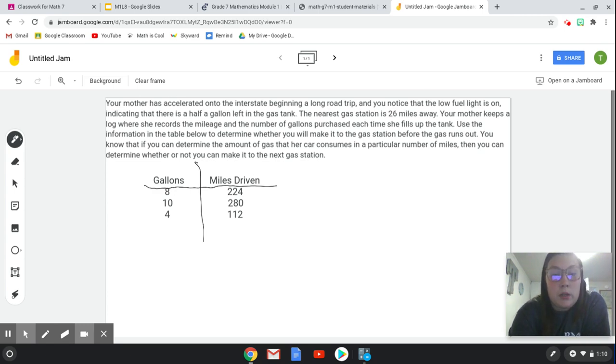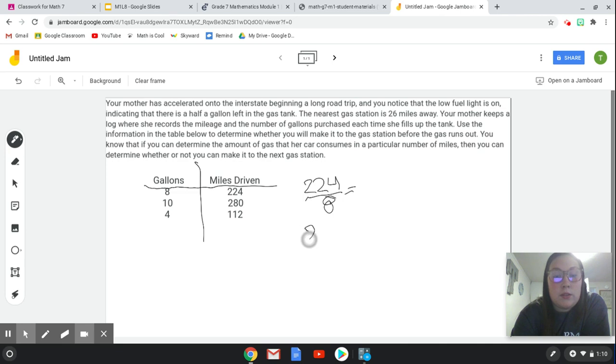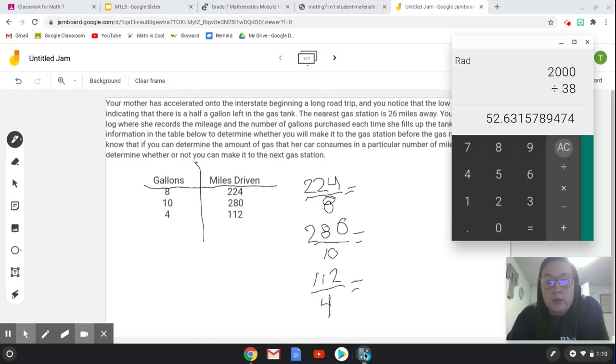So I'm going to simply go 224 divided by 8, and that's going to give me my constant of proportionality. But I can't just do it for one. I have to do it for all 3 to make sure it's the same. So 280 divided by 10 and 112 divided by 4. I'm just going to grab my calculator out and we'll go ahead and type that in.